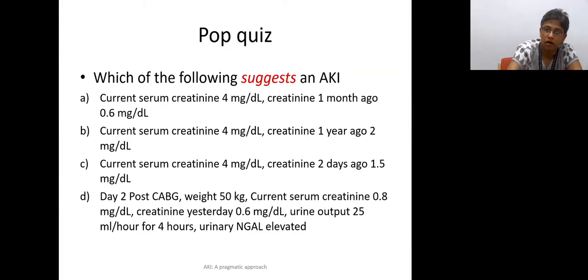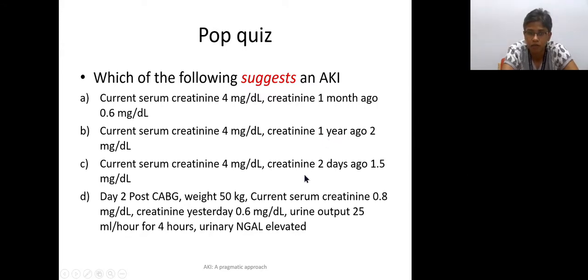As you would have noticed, we have a baseline creatinine value in the first case. You can take this as your baseline creatinine value. This can suggest an acute kidney injury. But if you have a creatinine 1 year ago of 2, this is obviously someone who has a chronic kidney disease. So this may be an acute on chronic kidney disease, or it could be a normal progression of chronic kidney disease if we don't have any intervening values.